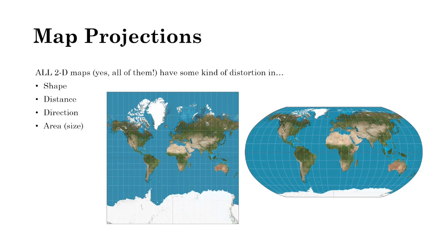On the right, we have the Robinson projection. This is a compromise projection. So it distorts everything, shape, distance, direction, and area, but it minimizes the overall distortion by doing that.